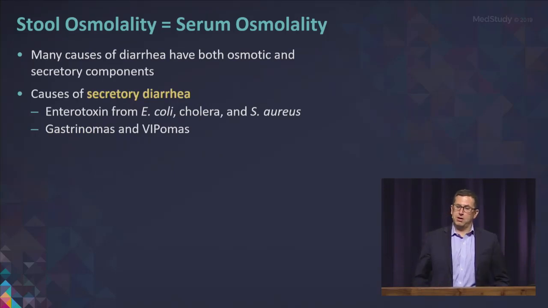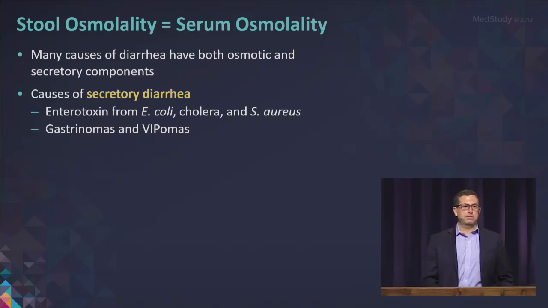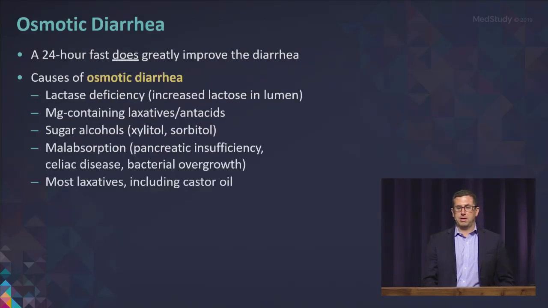With that being said, many causes of diarrhea could have both osmotic and secretory components. But some causes of pure secretory diarrhea would be an enterotoxin from a variety of organisms, such as E. coli or staph. Gastrinomas and VIPomas, some more slides on VIPomas coming up, those could cause secretory diarrhea.